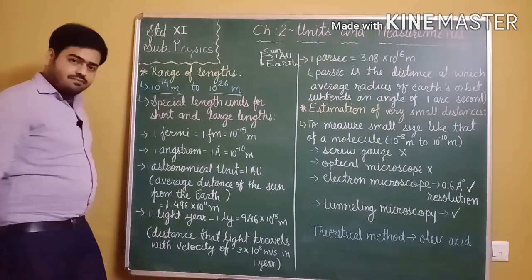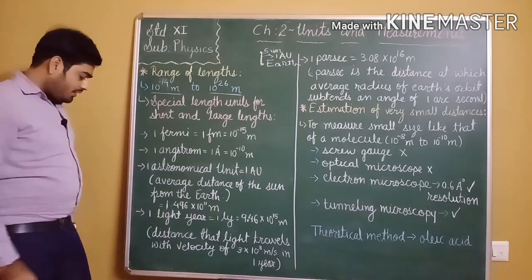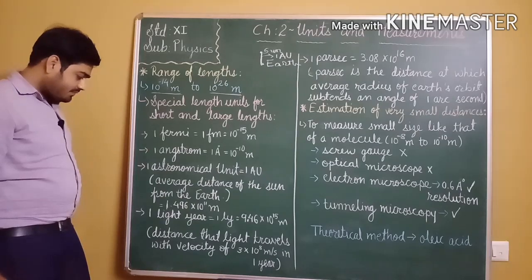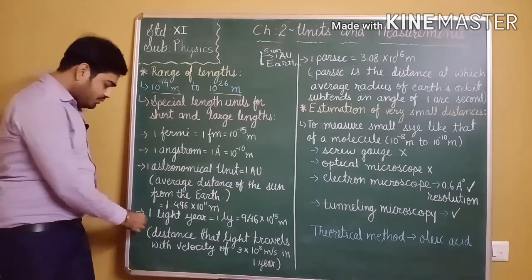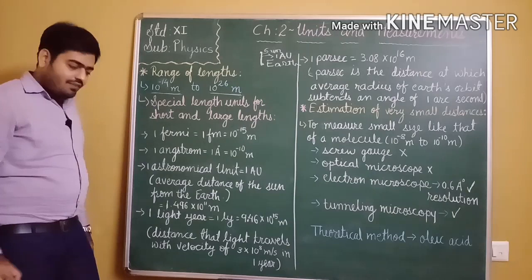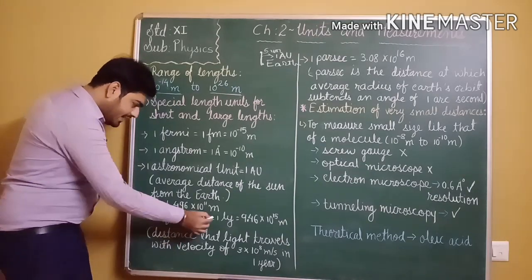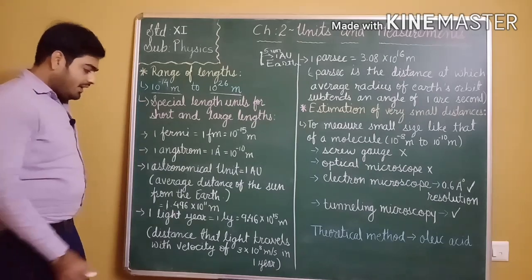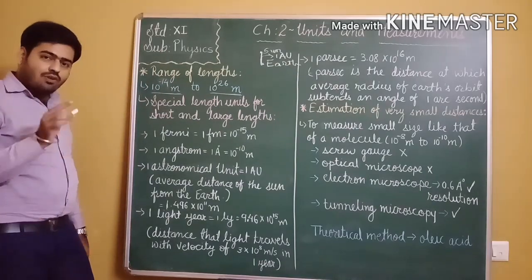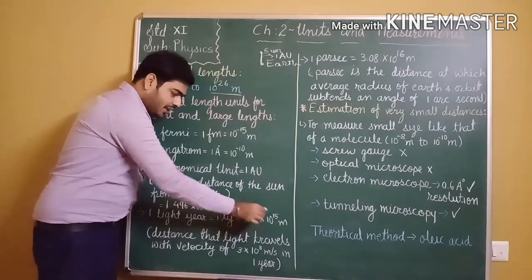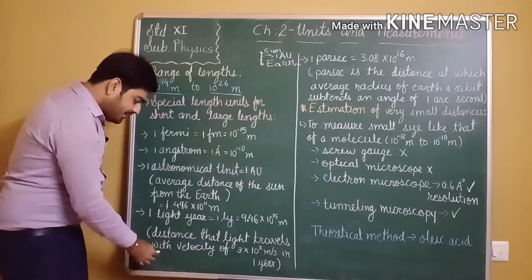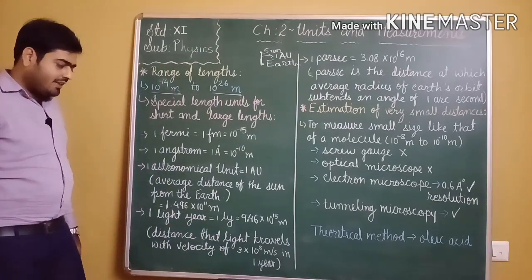Next, that is 1 light year. This is also used for the measurement of astronomical distances. When we have to measure large distances, at that time we use this unit, 1 light year. In short, it is written as LY. 1 light year is equal to 9.46 into 10 raised to 15 meter. What is 1 light year? It is the distance that light travels with velocity of 3 into 10 raised to 8 meter per second in 1 year.